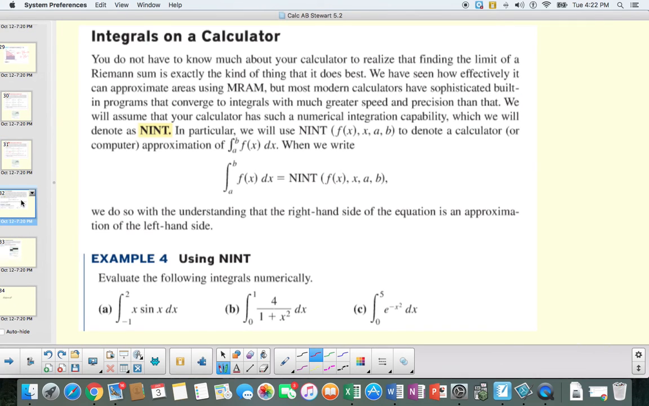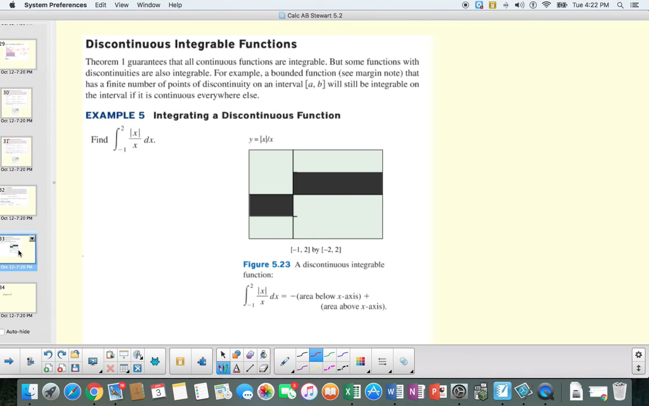Integrals on a calculator, we're going to use the function integration feature on the calculator, and that's something we'll do in class. Make sure you remind me to show you how to do that. And we're going to integrate a discontinuous function. We can find this answer even though there is a discontinuous part. Then we just find the area before that discontinuity, find the area after this discontinuity, and then add them up.